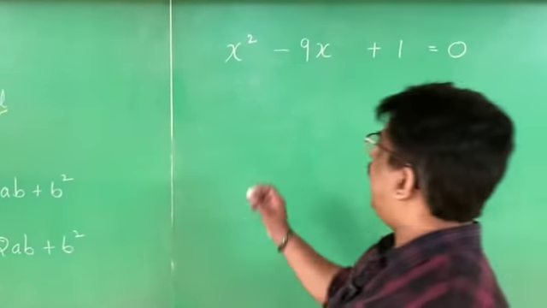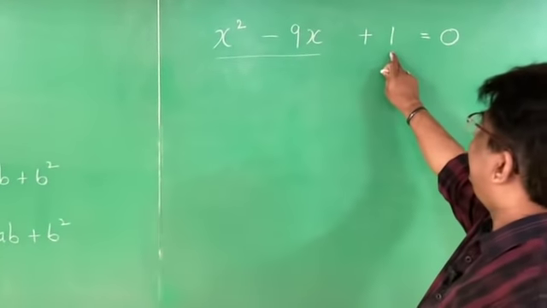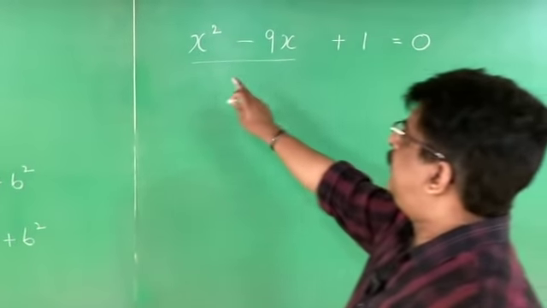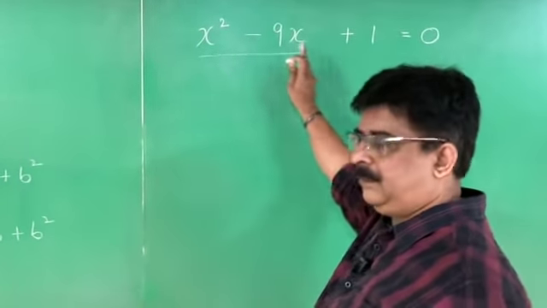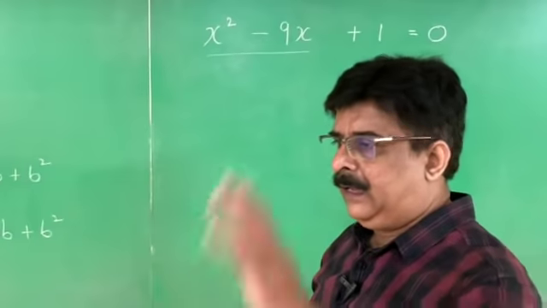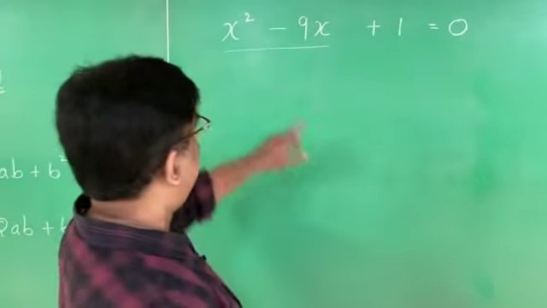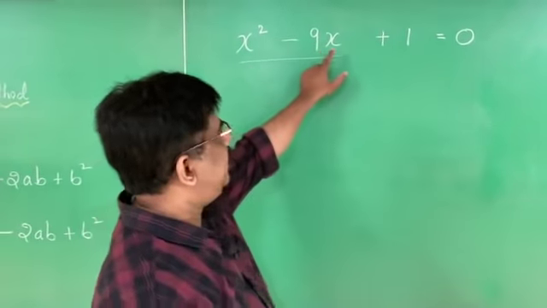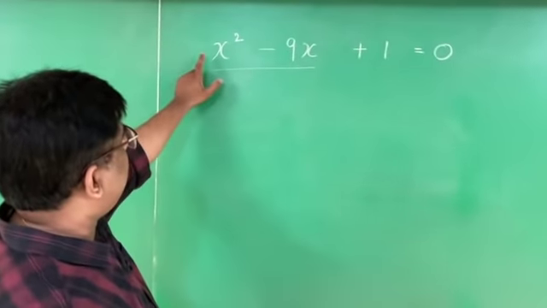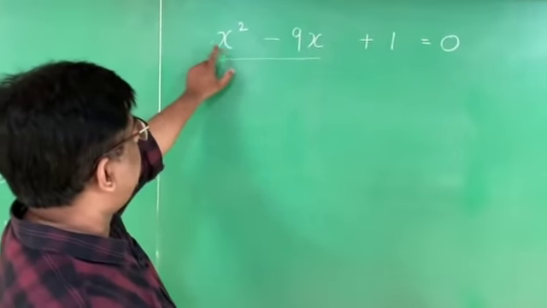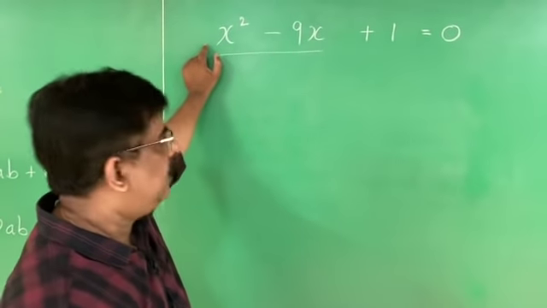First step, I identify only these two terms. I don't take this term. I take only these two terms. Quadratic term and the linear term. First step is over. The second step, identify the coefficient of x square. What is the coefficient of x square? Coefficient of x square is 1.